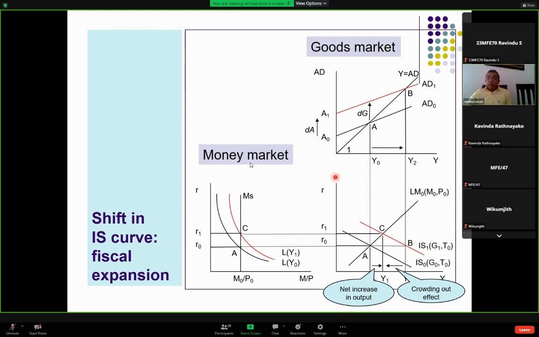The size of crowding out effect, that means this amount, depends on the slopes of these two lines, IS and LM. The slope. For example, we will change the slope. I'm going to use different colors for that. Let me select blue.